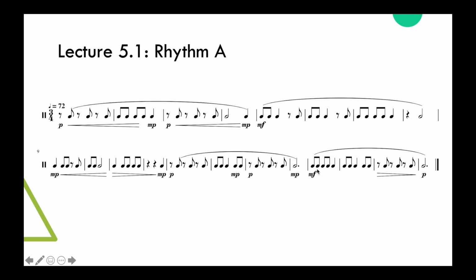Next measure, first 2 beats is 2 8th notes plus 2 8th notes. The 3rd beat is 1 quarter note. Next measure, first 2 beats, 2 8th notes plus a quarter note, and then 2 8th notes. Next measure, we have first 2 beats is 8th rest 8th note, 8th rest 8th note. 3rd beat is 8th rest 8th note also, and the last measure is another dotted half note.